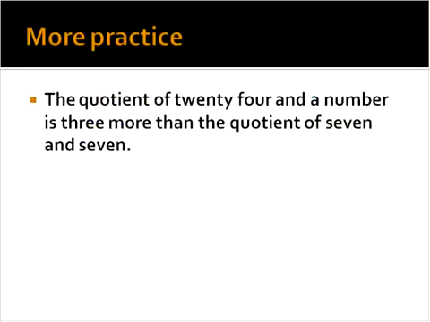Let's look at one more practice question today. Kind of a complicated one as well, but we'll use the same color coding to hopefully make things a little bit easier to swallow. The quotient of 24 and a number is 3 more than the quotient of 7 and 7. So here are the different parts. We're talking about the quotient of 24 and a number. We have is 3 more than the quotient of 7 and 7.